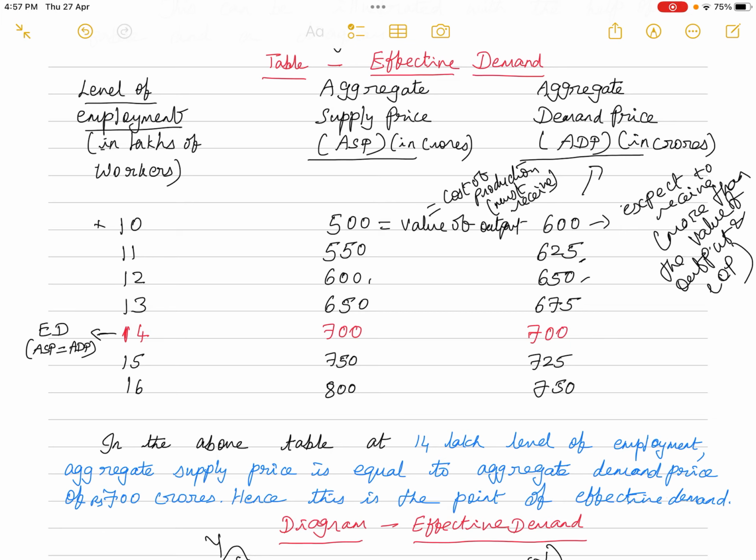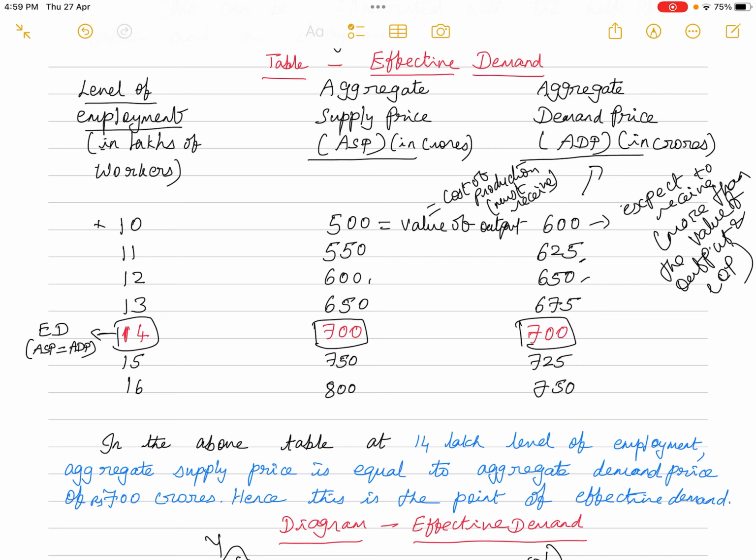Okay. So you can see that everywhere there is a difference between the aggregate supply price and the aggregate demand price. But at one point, when the level of employment is 14 lakhs, you can see that aggregate supply price is equal to 700 and aggregate demand price is also equal to 700. So that is the point of effective demand. Understood. So what the producer expects to receive is 700 crores, and what the producer must receive is also equal to 700 crores, which is at 14 lakhs.